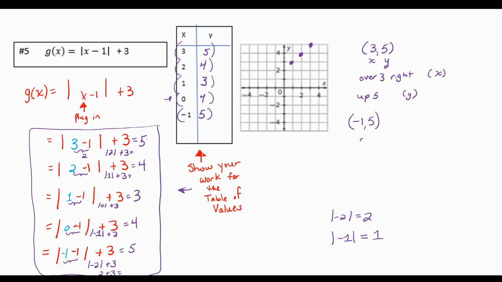So it's going to be over 1 to the left because it's a negative number, right? And then up 5. So we're going to go for this last one, negative 1, 5. We're going to go left 1, up 5. 1, left 1, up 1, 2, 3, 4, 5. Now let's come back to 0, 4.